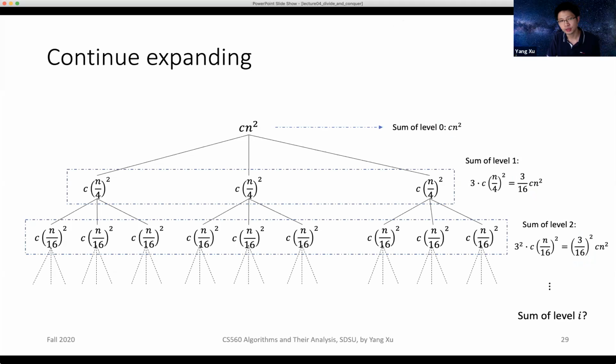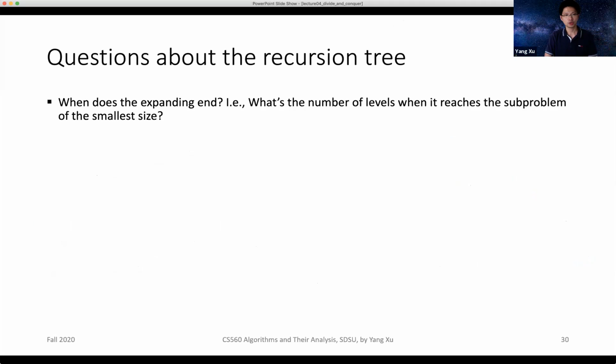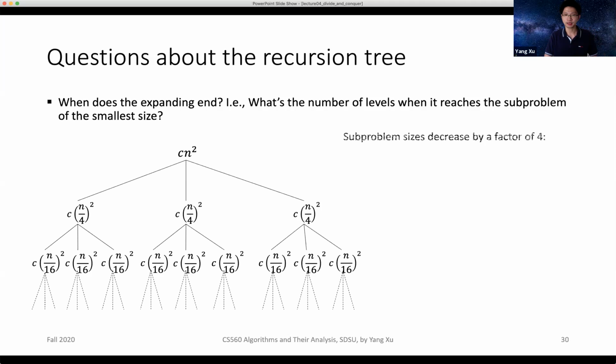Another question we have is: when the split hits the bottom, how many levels are there in total in the tree? So let's look at these questions. When does expanding end? How many levels in total are there? And what is the per level summation?